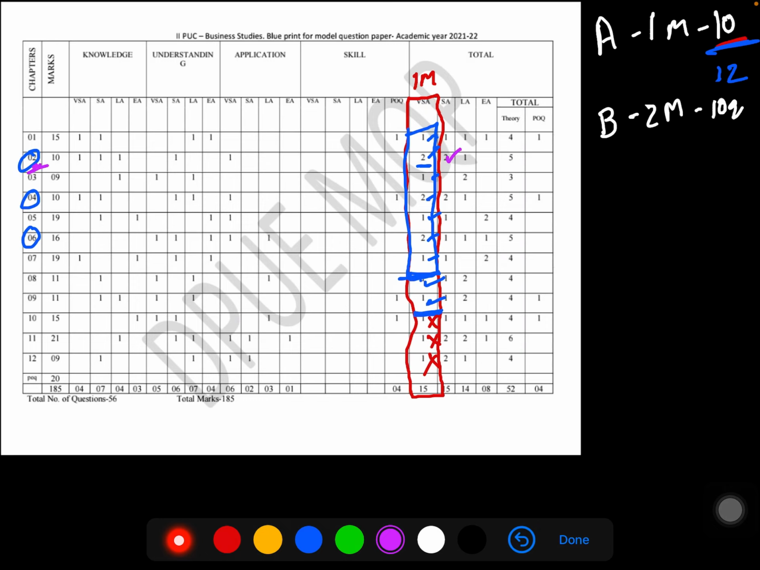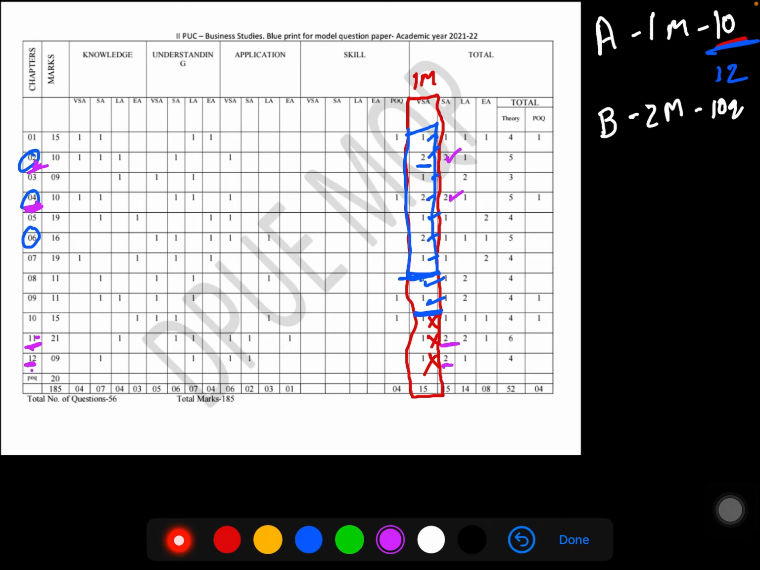Second chapter, 2 questions. 4th chapter again, 2 questions. From the 11th chapter, 2 questions, and 2 more questions from the 12th chapter. So that means already 8 questions are covered. The 4 chapters you have to give importance to for 2 marks are chapter 2, chapter 4, chapter 11, and chapter 12. These are the chapters you have to be ready with.